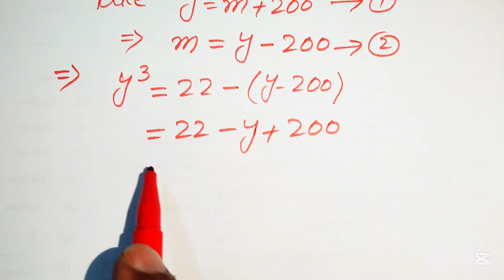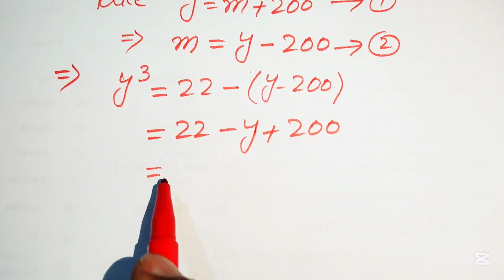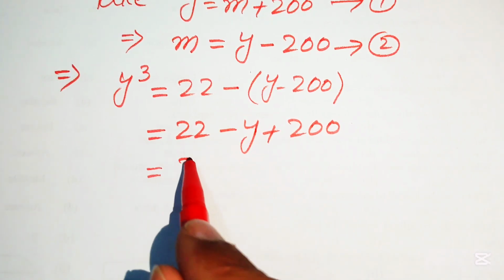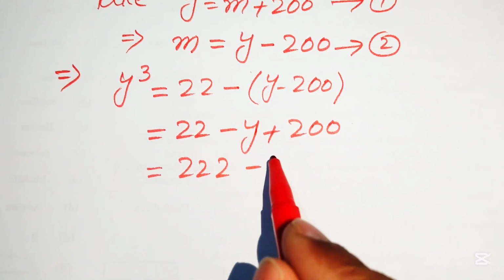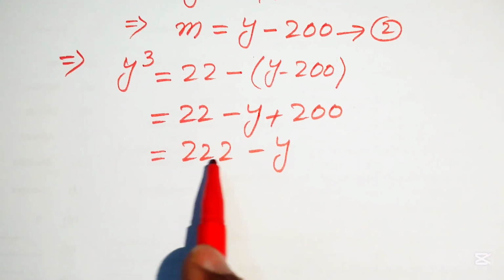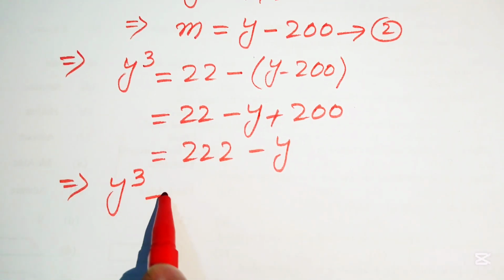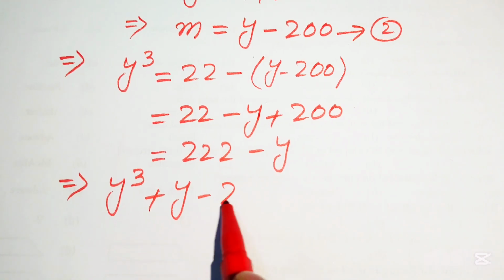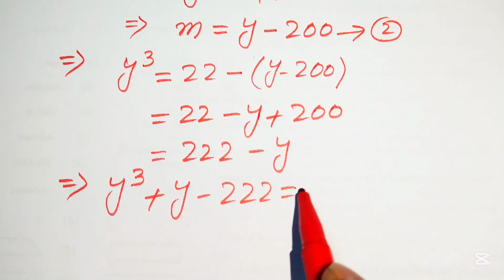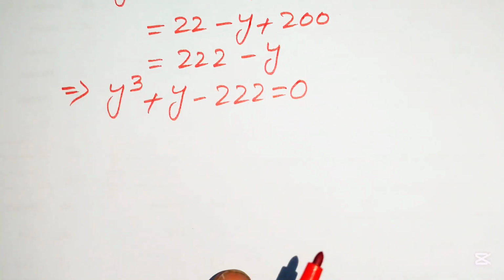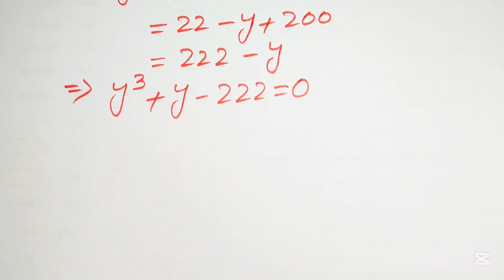Okay, so you see that in the right hand side we need to add the like terms, and here we have 22 + 200 = 222 − y. So now we move these two terms to the left hand side and it will be written as y³ + y − 222 = 0. So this equation becomes a cubic equation.